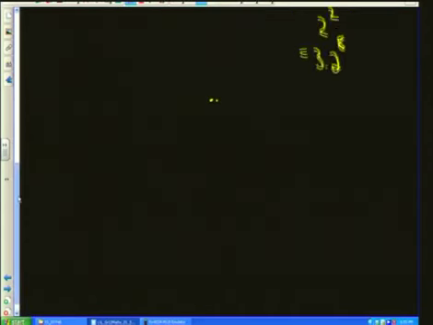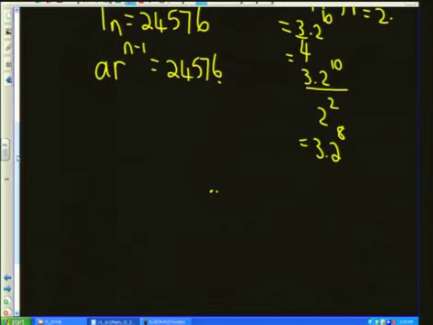A little bit too much, bring it down. We know what a is already. A is going to be 3/4. The r is 2 to the n minus 1, and this is equal to 2, 4, 5, 7, 6.